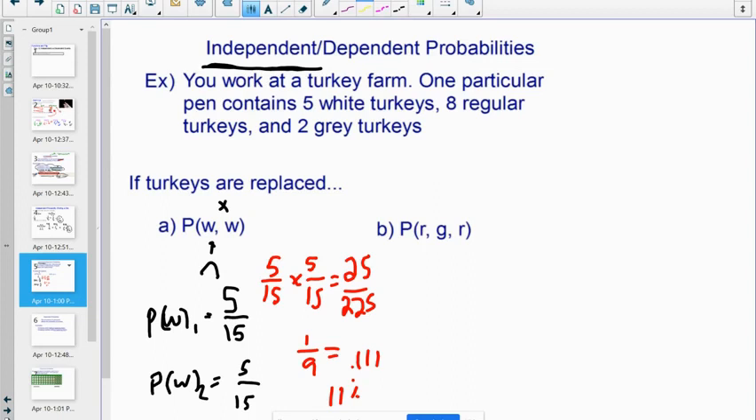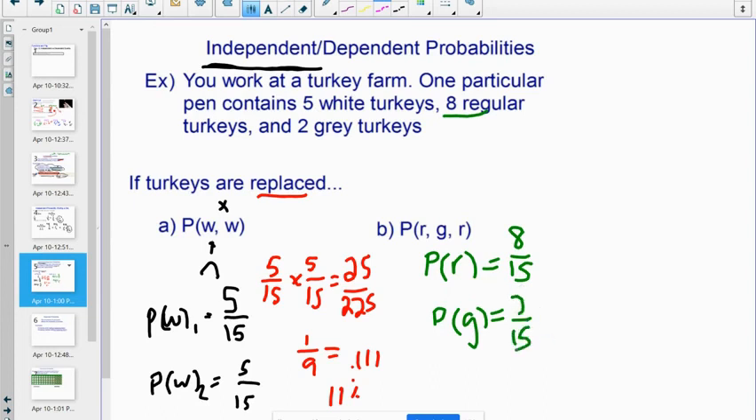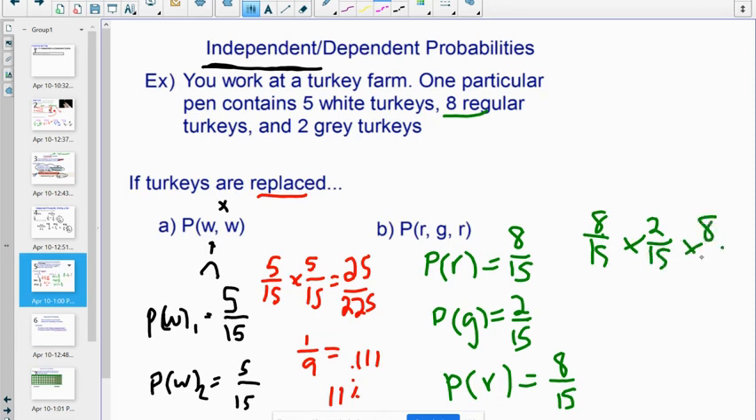Now we're going to do the same process here because it is with replacement. Probability of a regular turkey, and there's 8 regular turkeys, so 8 out of 15, because there's 15 turkeys total. Probability of a gray turkey. Since we replaced it, there's still 15 turkeys, and there's 2 gray turkeys. Probability of regular turkey. Again, since we're with replacement, there is nothing changing about it. The probability is still the same. So then we have 8 fifteenths times 2 fifteenths times 8 fifteenths again.